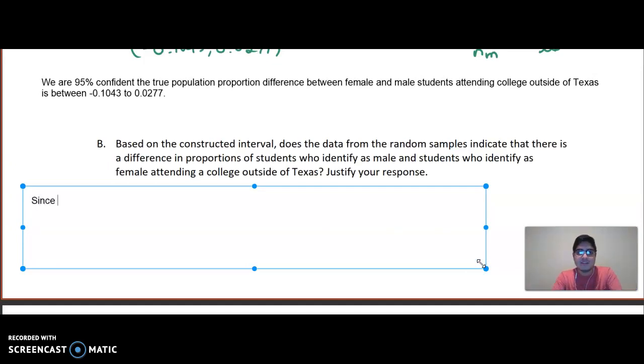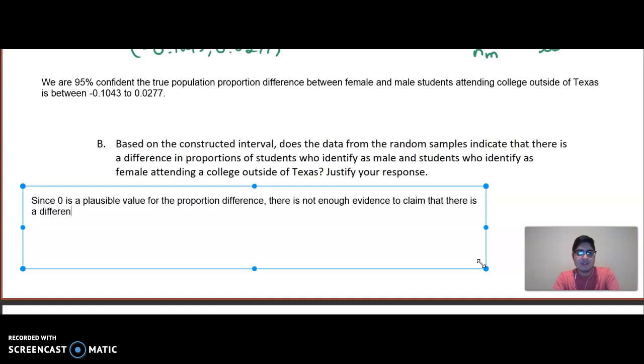So we'll say since 0 is a plausible value for the proportion difference, there is not enough evidence to claim that there is a difference between female and male students who plan to attend college outside of Texas.